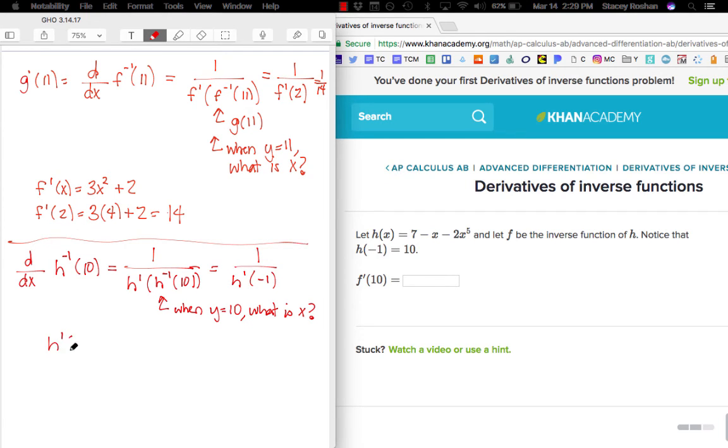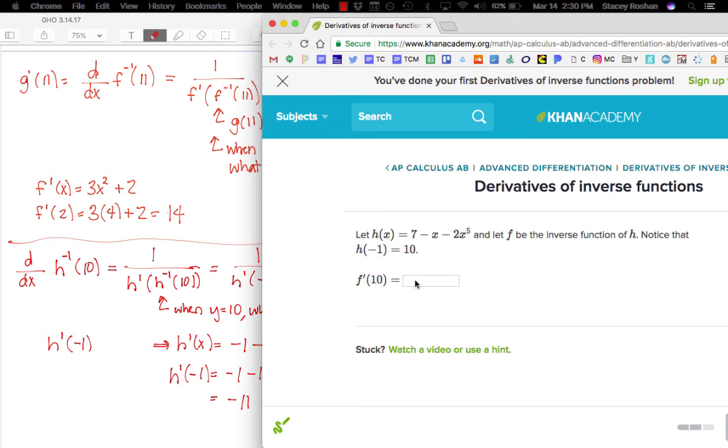So for h prime of negative 1, we need to find h prime of x. H prime of x is 0 minus 1 minus 10x to the fourth. So h prime of negative 1 is going to be minus 1 minus 10 times negative 1 to the fourth. That is going to be positive. So minus 1 minus 10 is negative 11. So I have 1 over negative 11 as my answer.